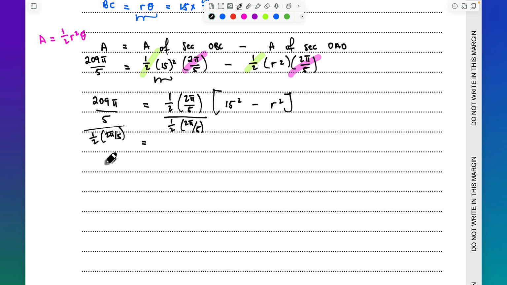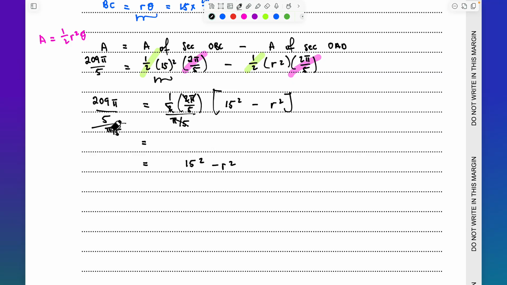If the whole dividing by half looks confusing, we can just divide both sides by 2. So the only thing left on this side is pi over 5. Now we can divide both sides by pi over 5. What this does is on this side, we're left with 15 squared minus r squared, because the pi over 5 cancels.